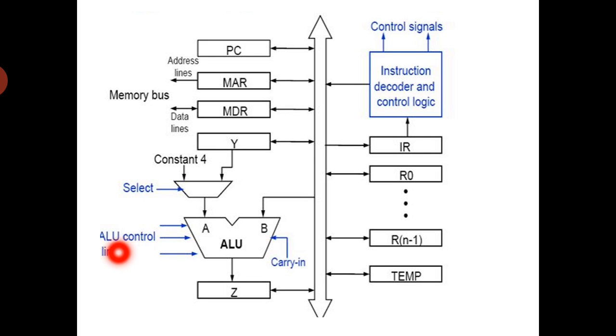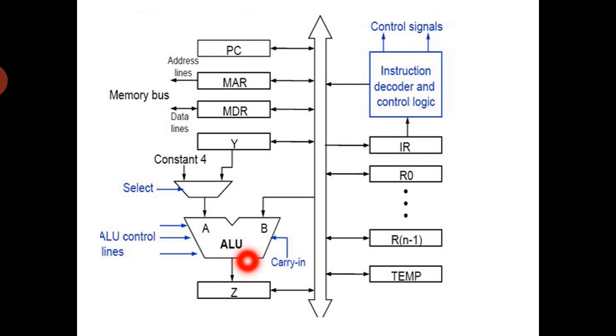By using ALU control lines, the ALU will select the addition operation. After selecting the addition operation, the ALU will add both the operands A and B. After adding A and B, the result is going to be stored into the Z register. Why? The ALU has no internal storage, so the result is stored in the Z register by activating the Z in control signal. So Z is a temporary register.